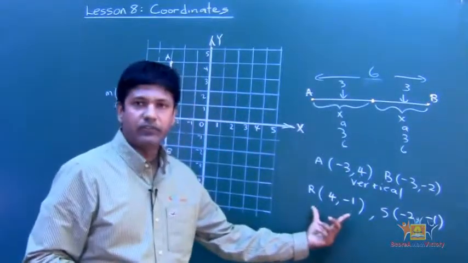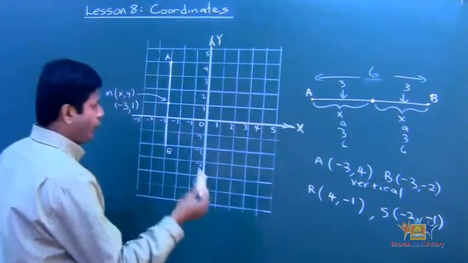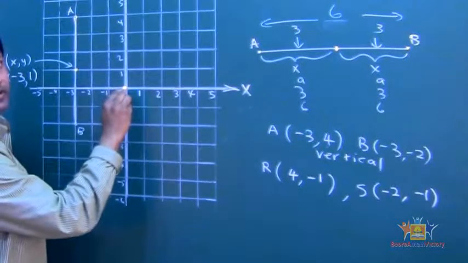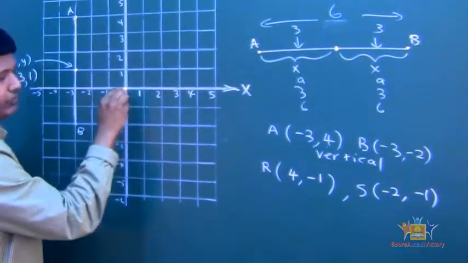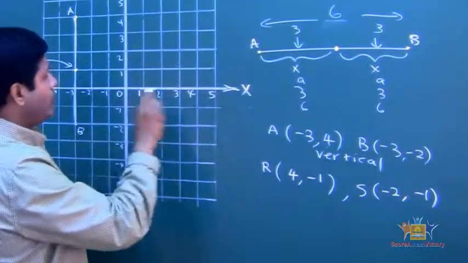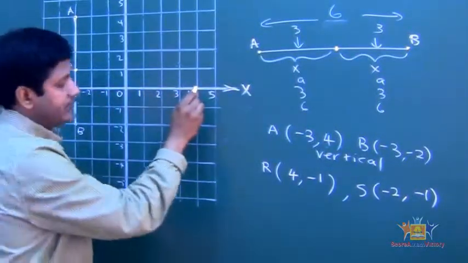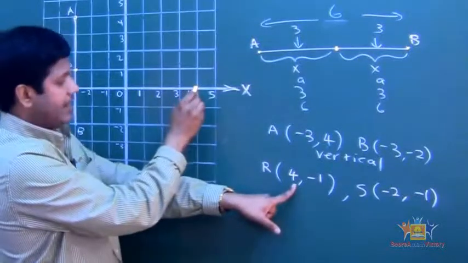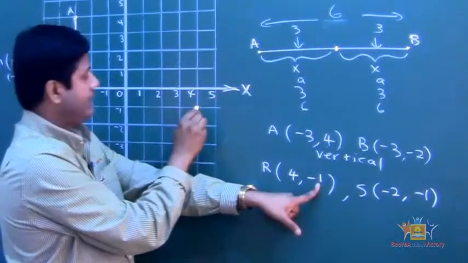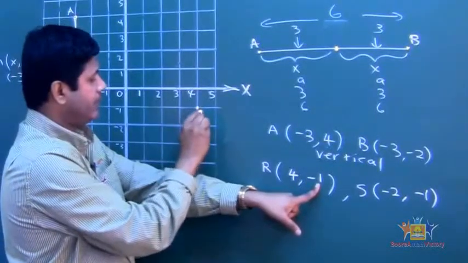Let's plot R first. So let's locate R: (4, -1). What should the first step be? The center, the reference point, which is the origin, (0, 0). 4 is positive, which means I'm going to the right by 4: 1, 2, 3, 4, because this is the x coordinate. And then -1 means going down by 1. So that's my R.